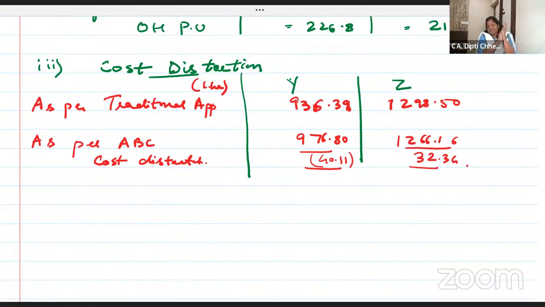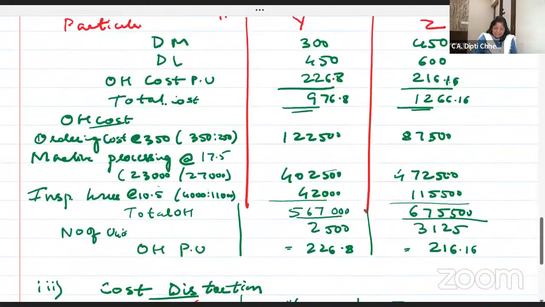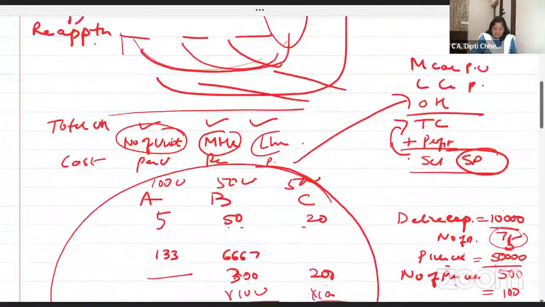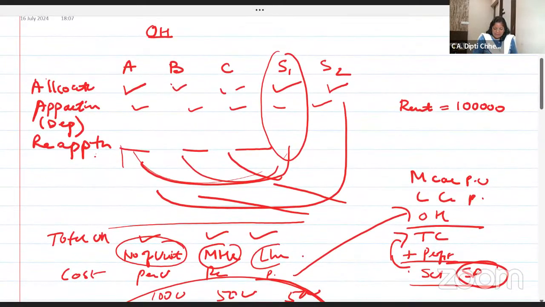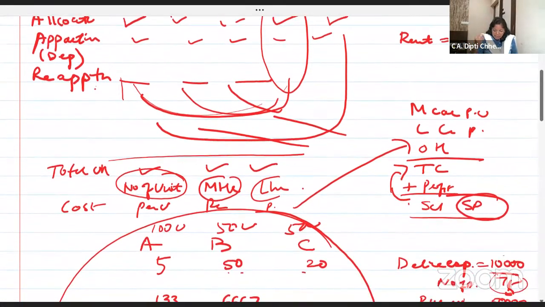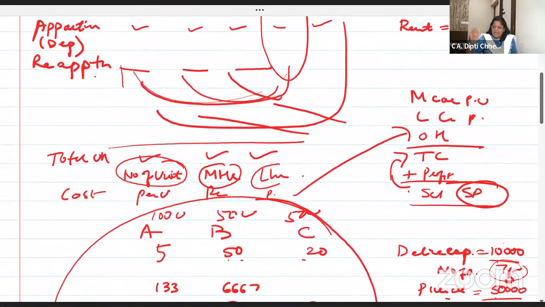Super. A big clap for you. God bless you. You followed exactly. See, that's what I have done and you have followed. That's too good. See, we are allocating, we are apportioning, we are reapportioning, and for all the overheads we have a common denominator, number of units, hours.